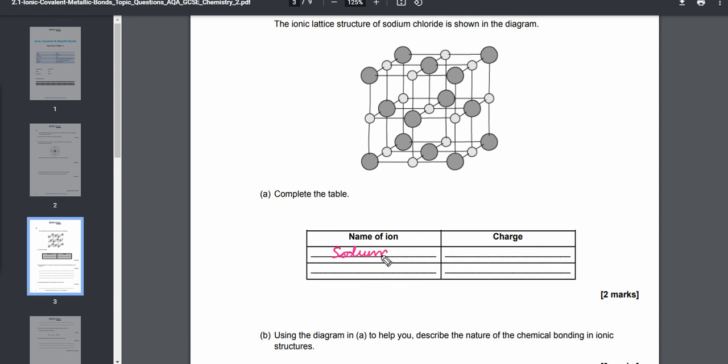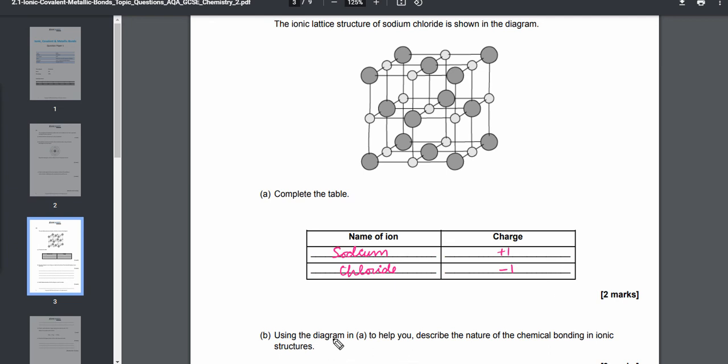And the charge on the sodium will be +1 because it loses 1 electron. So it loses 1 electron, so it has a deficiency of 1 electron. So its charge will be +1. Now for the chloride, it will have a charge of -1 because it accepts 1 electron.